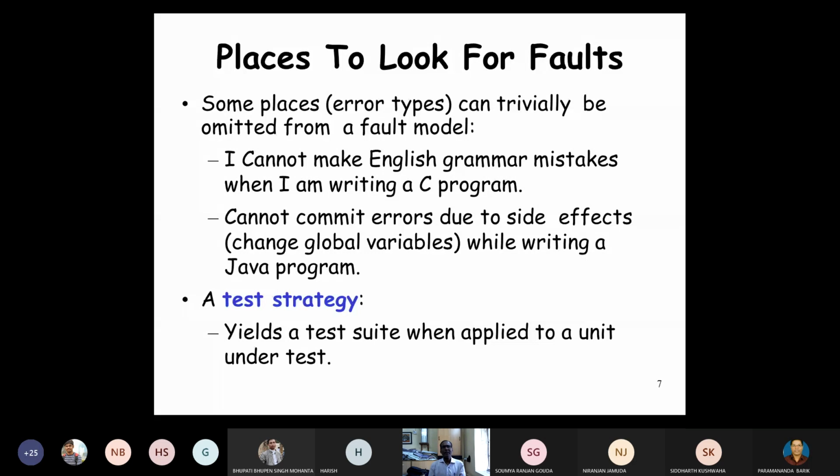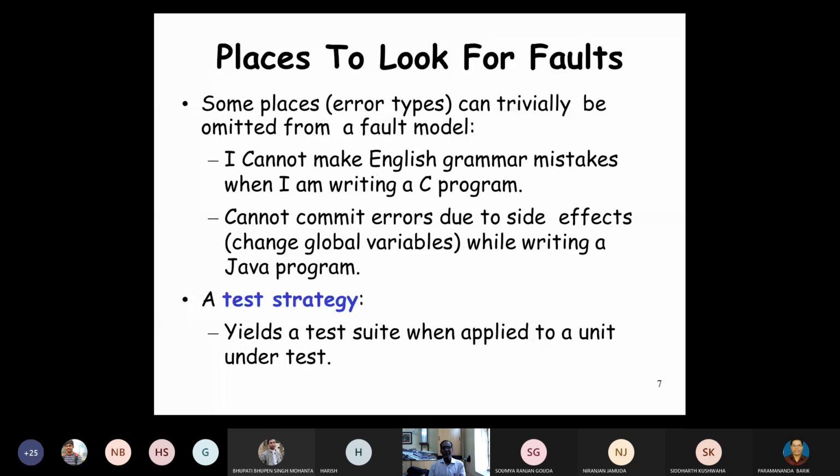Some of the places can trivially be omitted from a fault model. They are obvious. Suppose while you are writing a C program, you say that I cannot make English grammar mistakes when I am writing a C program. So this can be trivially omitted. Similarly, I cannot commit errors due to side effects while writing a Java program. So some places can trivially be omitted from a fault model.